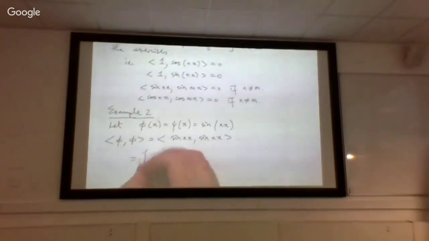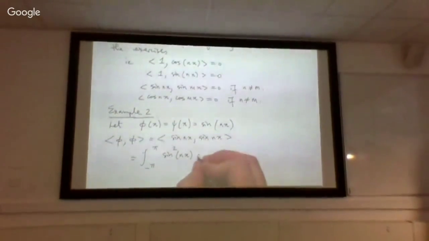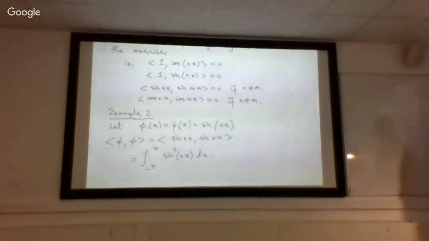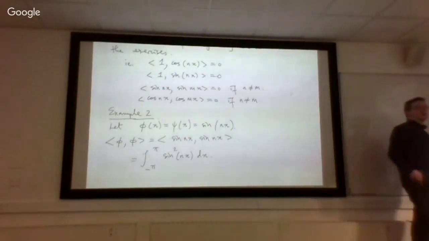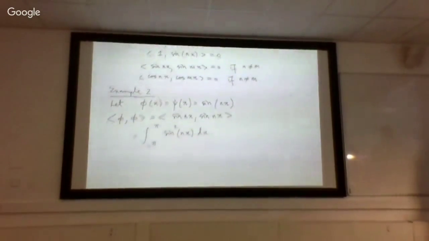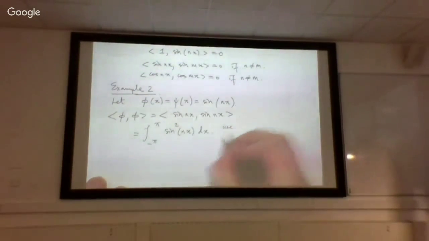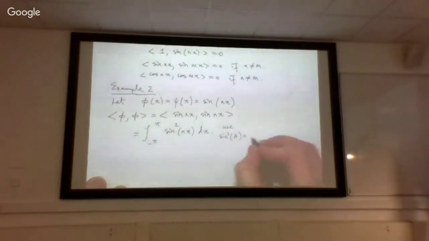Well, by definition, this is the integral from minus pi to pi of the product of the two functions. It's the same function multiplied by itself, so we're looking at sine squared. So we're integrating sine squared over the interval minus pi to pi. And again, another trigonometric formula will come to our aid here. This time we'll use the double angle formula that says sine squared of a is a half of 1 minus the cosine of 2 times a.